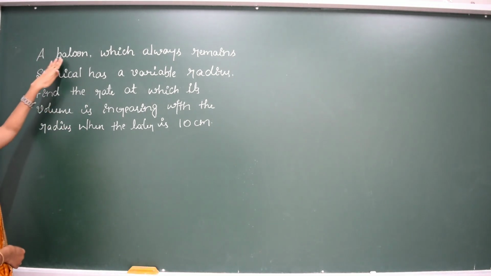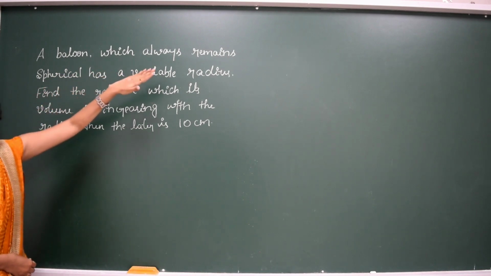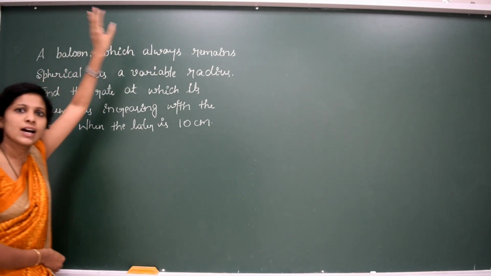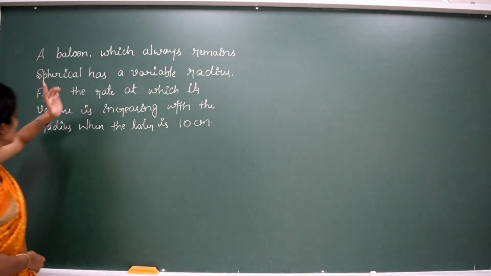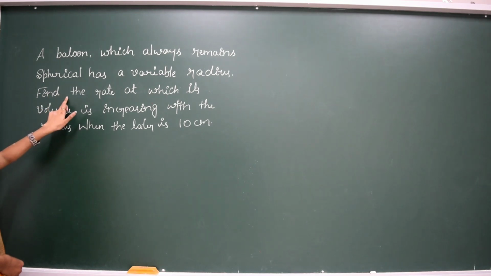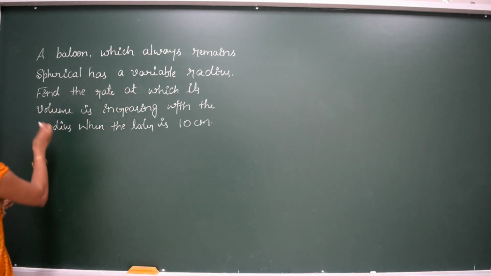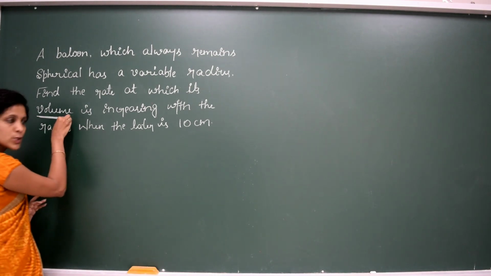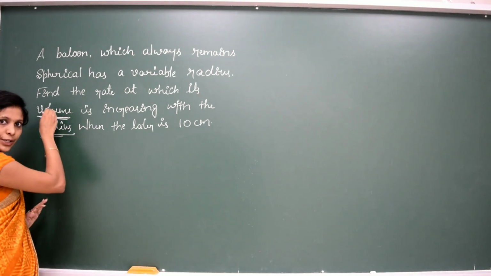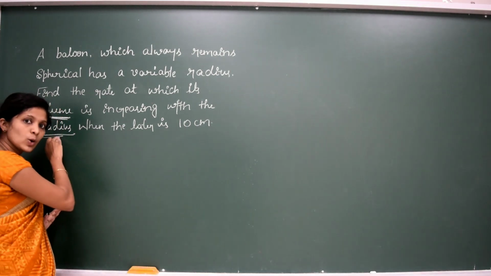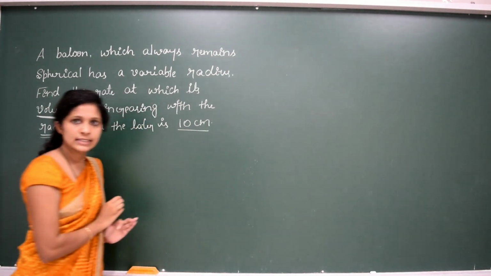What is given? A balloon which always remains spherical has a variable radius. So balloon is given, it is in the spherical shape. Obviously this problem is based on the sphere. Now next what is given? You have to find the rate at which its volume is increasing. You have to find the rate of change of volume with respect to radius. Rate of change of a volume with respect to r you have to find when the value of r is equal to 10 centimeter, right?